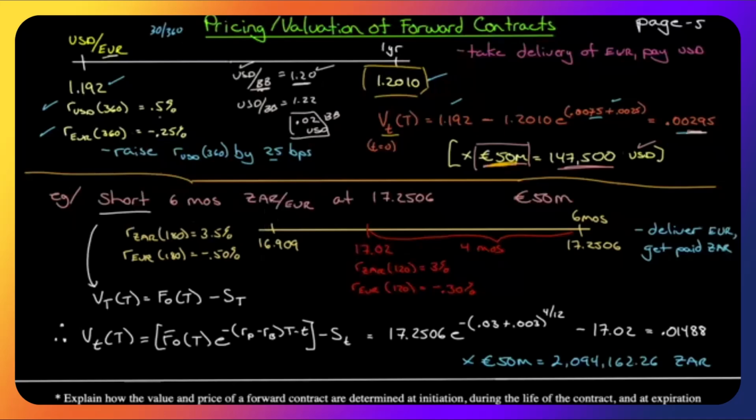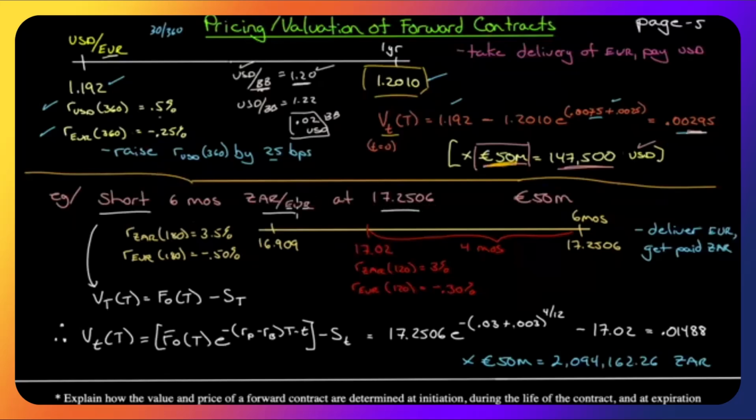So, let's say we're short the 6-month South African rand euro contract at 17.2506. Interpret that. What does that mean? We're short, so what are we doing? We're short the base. If we're short the base, what are we doing in 6 months? We're going to deliver euro. We're going to deliver it because we're selling. We're short, so we're selling. If we're selling, we have to hand something over and get paid the price.